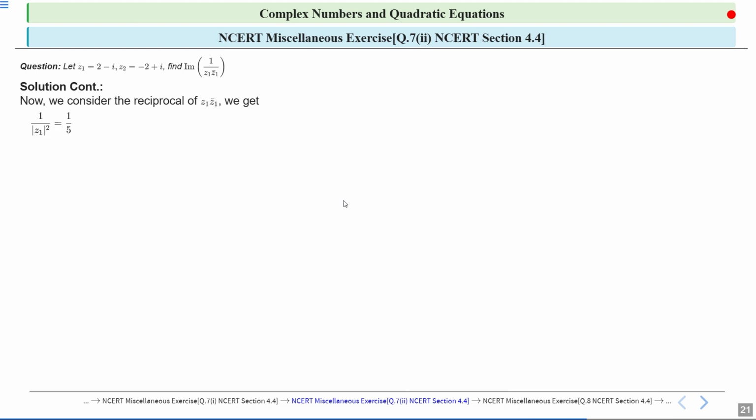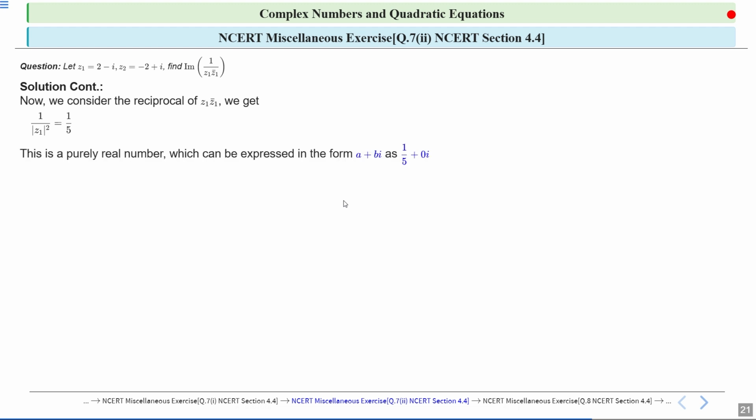Now let's consider the reciprocal of z1 times its conjugate. So first recall that z1 is 2 minus iota, so its conjugate written as z1 bar is 2 plus iota. And here we have already found modulus of z1 square, which is 5. So we get 1 divided by modulus of z1 whole square equals 1 divided by 5.